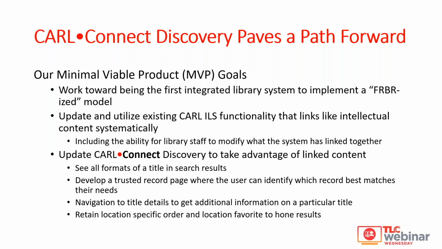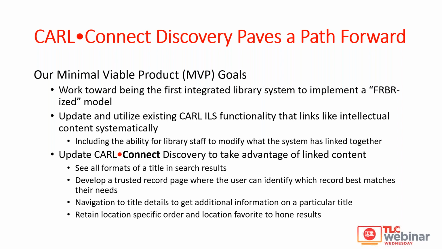So our minimal viable product, or MVP, goals for our clustered or grouped or FRBRized catalog is to work towards being the first integrated library system to implement a FRBRized or a grouped model. Now, there are other third-party discovery layers out there that do a great job of doing this, and our libraries are free to use them. We, again, love to work with our library partners to be able to bring a patron experience to our libraries that makes the most of what they can for their patrons. But we also think that it should just be part of your standard ILS.